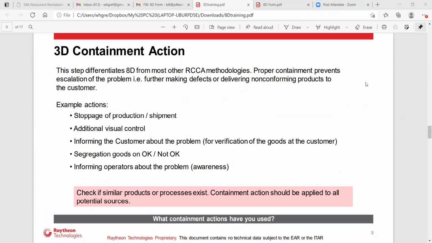And the third discipline, containment action. This step differentiates most because we pull it aside, making sure there are no further escapes. We want to make sure there are no defects delivering non-conforming products to the customer. And it can be stoppage of production and shipment, additional visual control, informing the customer about the problem, segregation of goods, informing operators about the problem, the awareness piece.